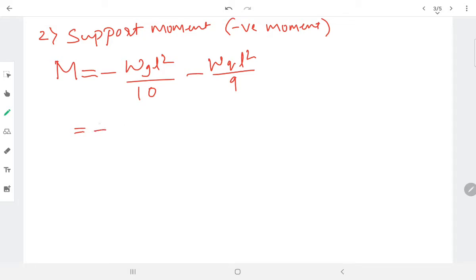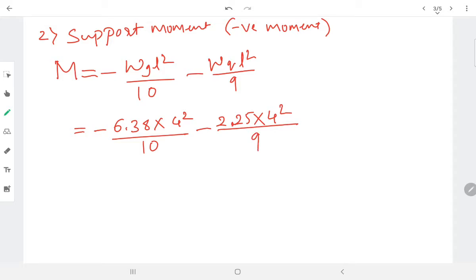Just put down the values. 6.38 is WG, L is 4 square, divided by 10, minus 2.25 into 4 square divided by 9. So the answer will be minus 14.2 kilonewton meter. So this is the support moment, and one is the mid-span moment, which we have calculated earlier. Right now we'll move to the next step, that is step C.